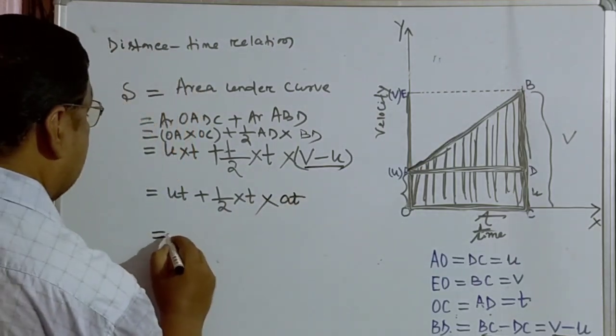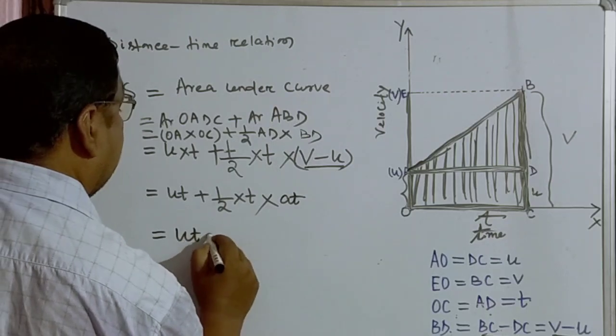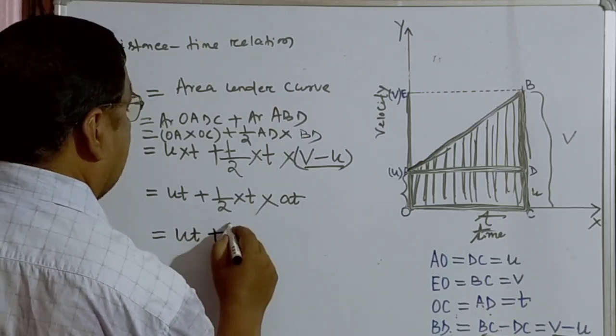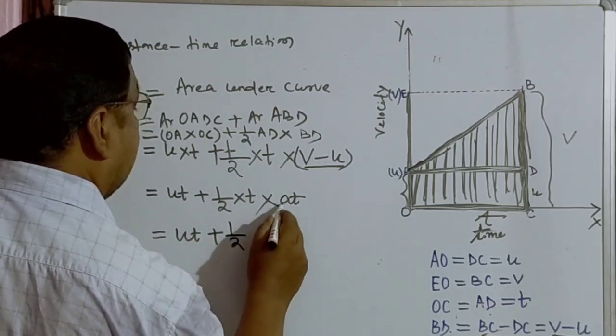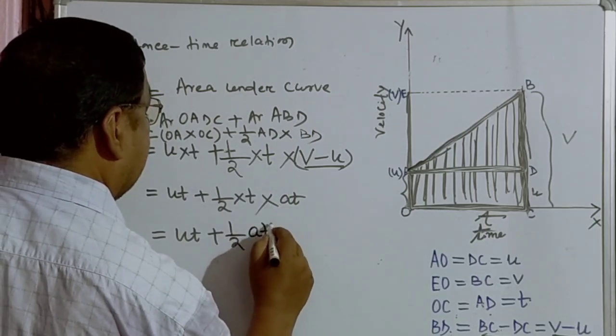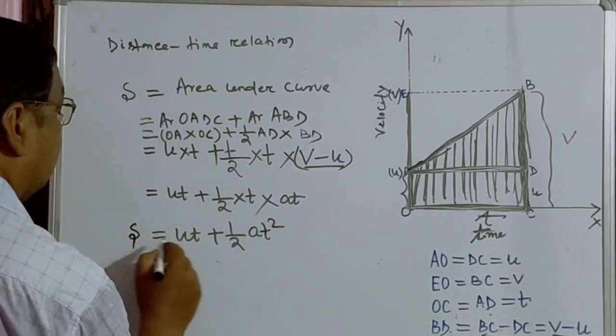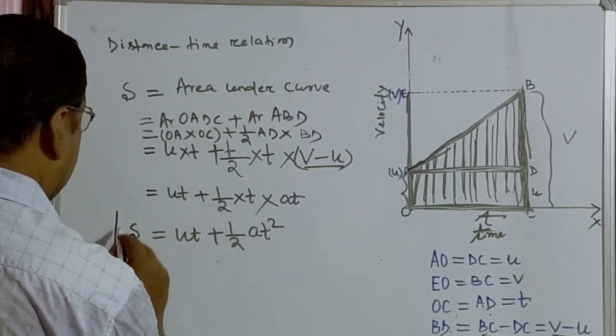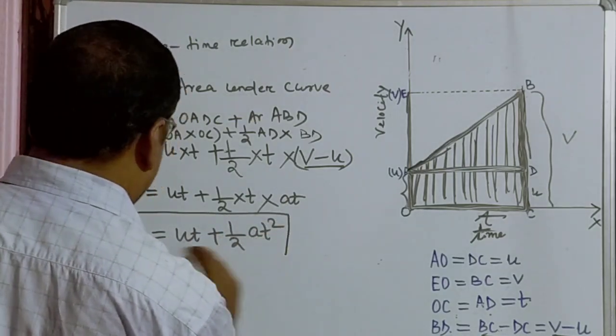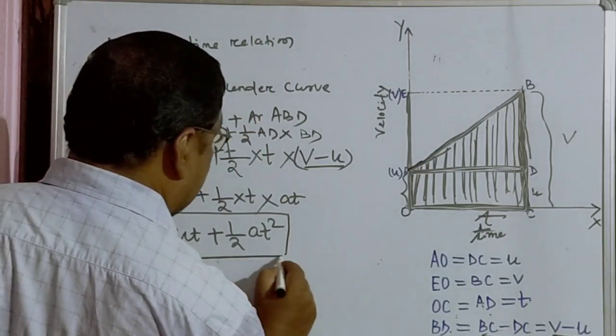That is equal to UT plus half AT square. T into T square. So S is equal to UT plus half AT square. Okay. So the second equation of motion is proved.